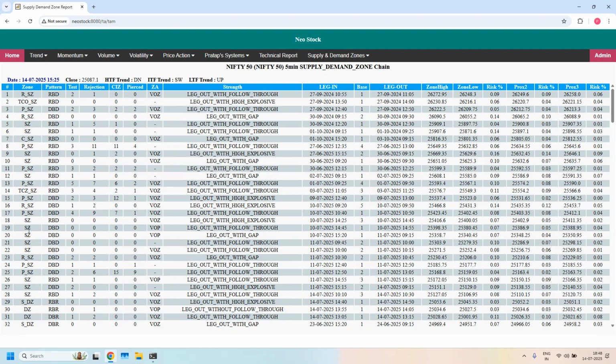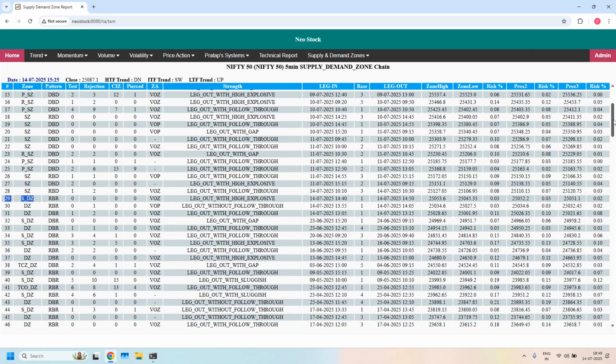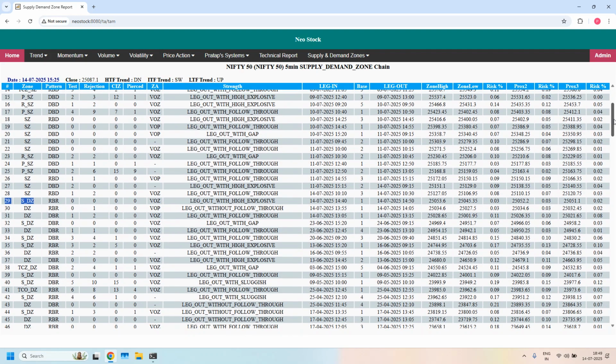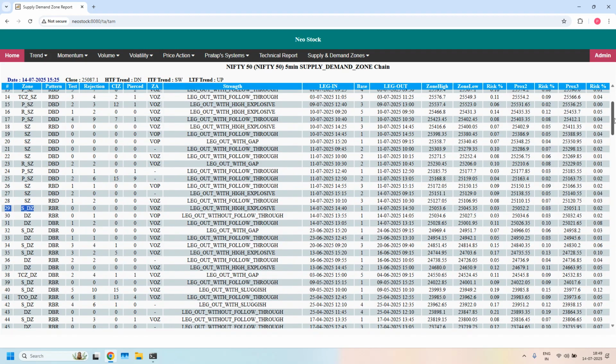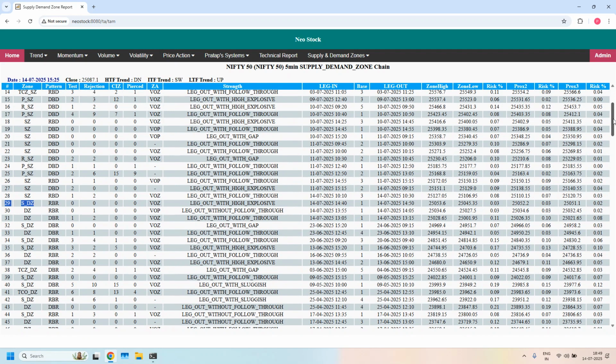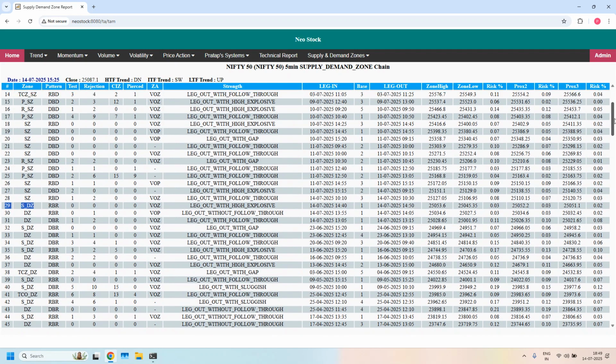Okay. The nearest demand zone to the current closing price is at serial number 29. Let me put it in the middle of the page. So this is about NIFTY supply demand zone chain.